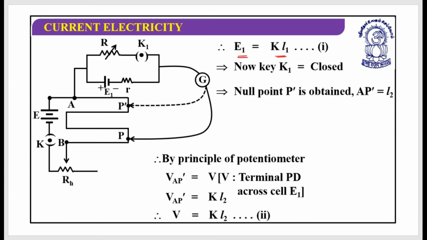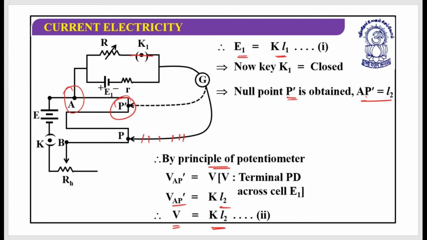Now what we are supposed to do, I'm going to close this path. That K1 is closed, and let's suppose again trying to find the null point. So again doing the same thing. This has been removed, and I'm just searching for the null point, and let's suppose I find the null point at AP dash. So null point P dash is obtained, and this AP dash can be written as L2. By the principle of potentiometer, V equals K into L2. This is the VAP dash, that should be equal to K into L2.